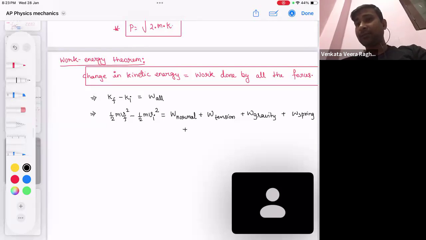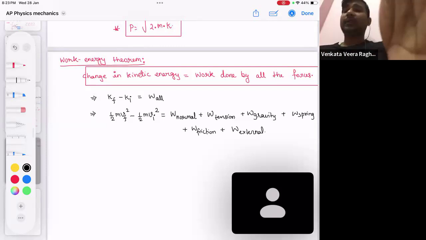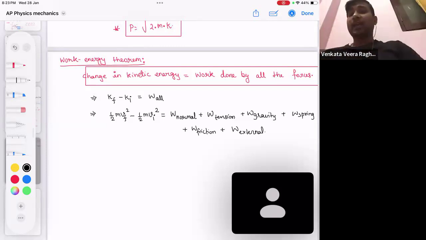Next, what kind of other forces will come? The friction will come. Next, what else will be there? Some external forces are acting on the body. So if we are able to write down the work done by all these forces, and if we add them, then what are we going to get after adding all these work done? We are going to get the change in kinetic energy of the particle.